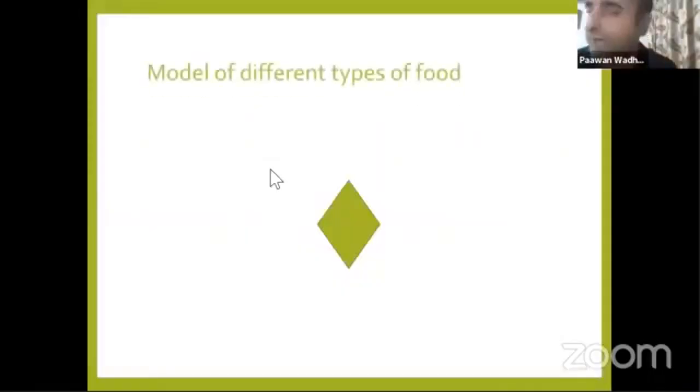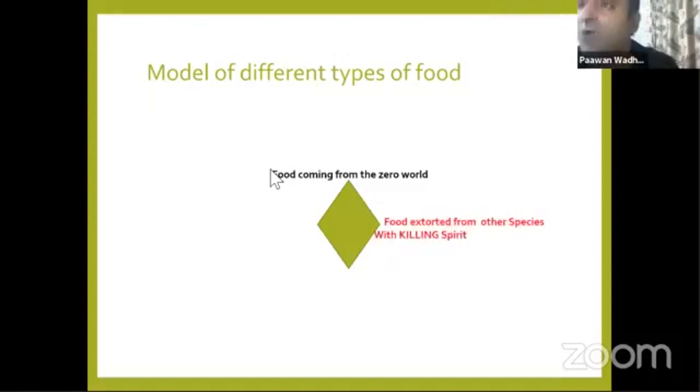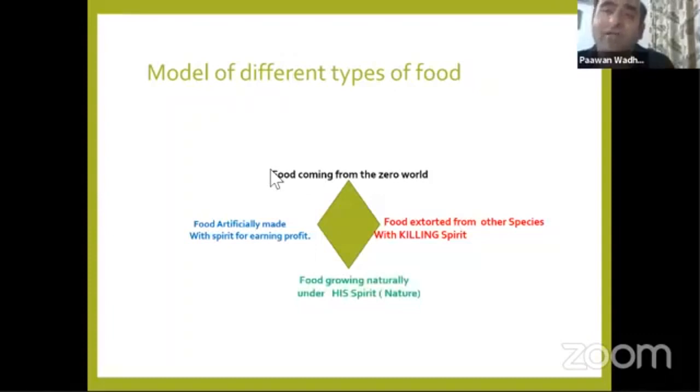Model of different types of food. In trioresin models, the food coming from the zero world is very important. The food extorted from other species with killing spirit, we should avoid these types of food. The food artificially made with the spirit of earning profit, like multinational companies producing packed food, we should try to avoid it. And the foods growing naturally under God's spirit, that is in the natural state, you should eat these 2 things. Means you should be taking food coming from the zero world and the food growing naturally under God's spirit, right? These 2 foods you should be taking.